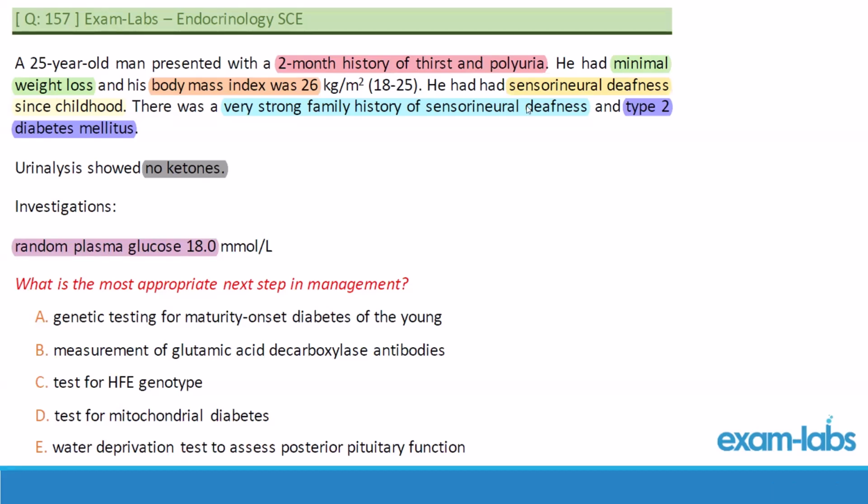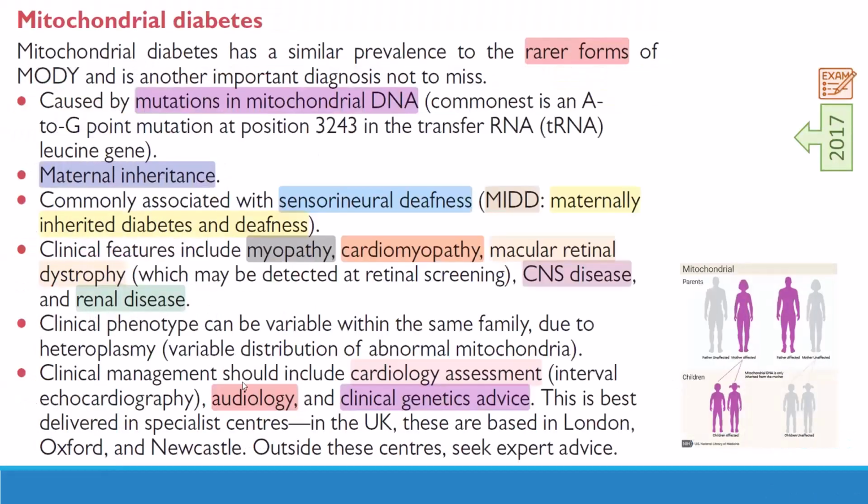Is it Wolfram or is it mitochondrial diabetes mellitus? As I mentioned, if we have sensorineural deafness, it is usually mitochondrial diabetes mellitus. Sensorineural deafness is usually associated with mitochondrial diabetes mellitus. So in this situation, we should test for mitochondrial diabetes. This is from the exam lab. So don't forget that.